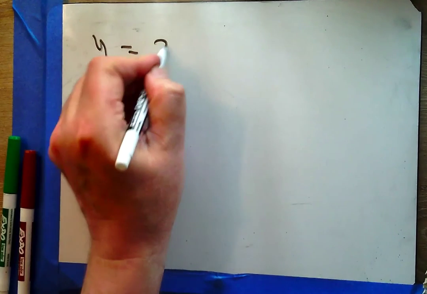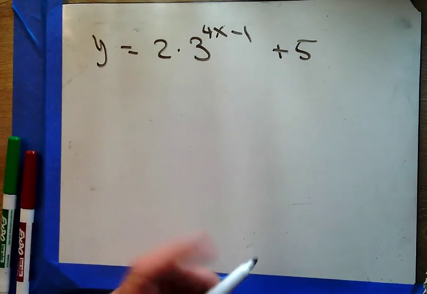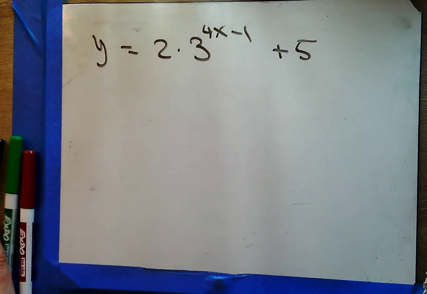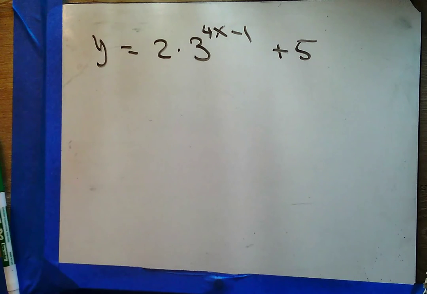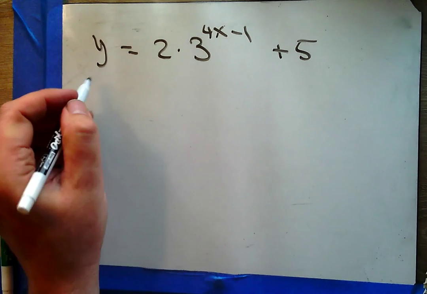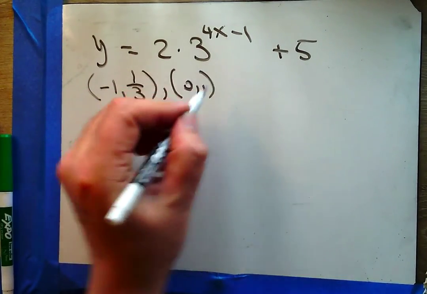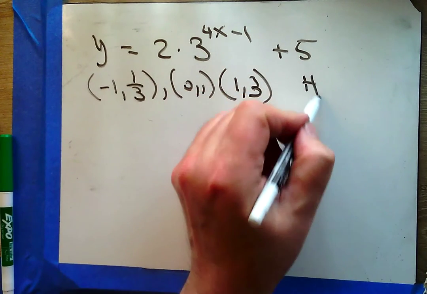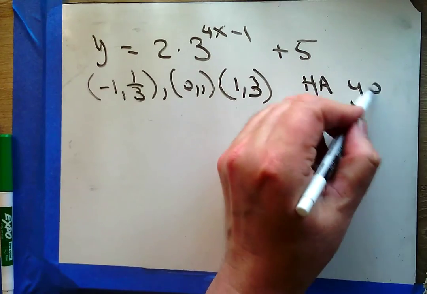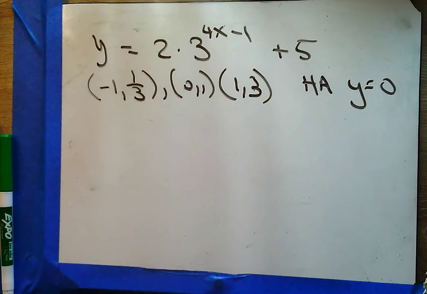All right, next one. y equals 2 times 3 to the 4x minus 1, plus 5. Pause the video and graph that one. Okay, welcome back. Now, what were the reference points we were supposed to use for exponentials? Negative 1, 1 over b; 0, 1; 1, b. Our base is 3. And don't forget, exponentials have a horizontal asymptote normally at y equals 0. So any y transformations need to be applied to that as well.